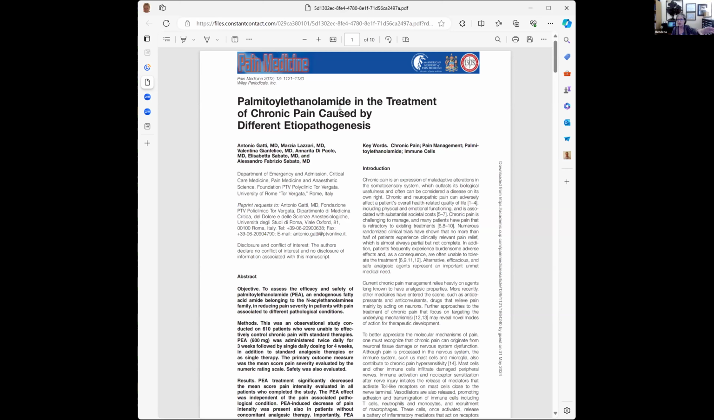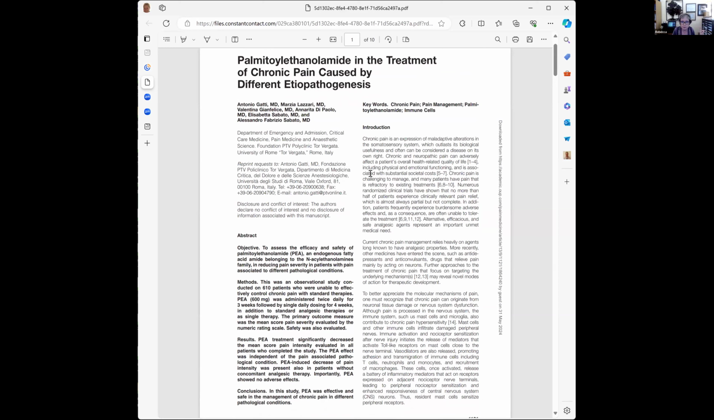What is palmitoylethanolamide? PEA. I have got to practice saying that so it can just roll off my tongue. It is used for chronic pain caused by different etiopathogenesis. In other words, it's not just pain due to fibromyalgia. It's not just pain due to diabetic neuropathy. It's not just pain due to something else. It is pain due basically to anything, rheumatoid arthritis, psoriatic arthritis. Do you hear what I'm saying? This could be absolutely huge. And it works through the cannabinoid system of the body, the endocannabinoid system. So think about using CBD or medical marijuana or you name it, but using cannabinoids.